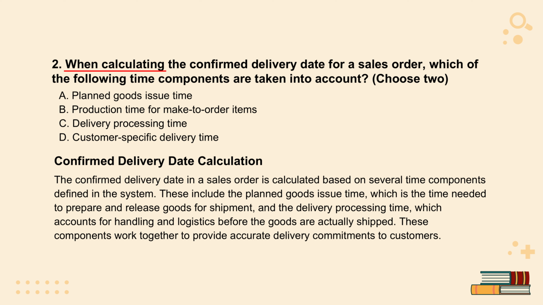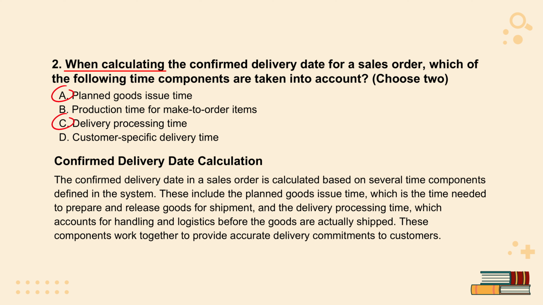And the correct answers here are A and C. So planned goods issue time and delivery processing time. Let's unpack planned goods issue time first. What exactly does that cover? Okay, so planned goods issue time is essentially all the activity that happens inside your warehouse before the goods actually leave. Physically leave, yeah. Right, so the system knows an order needs shipping.